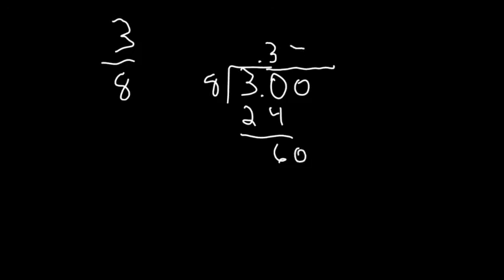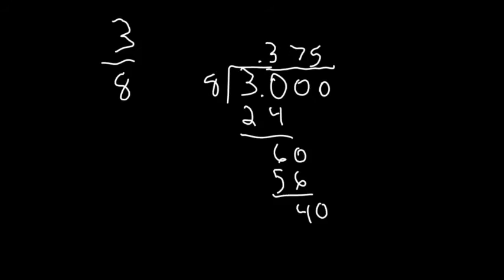8 goes into 60 7 times, which is 56. Subtract, you get 4. Add another 0. 8 goes into 40 5 times. So it's 375 thousandths is equal to 3/8.